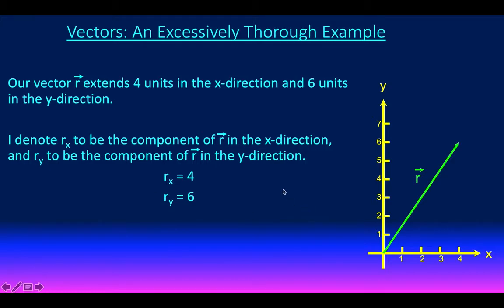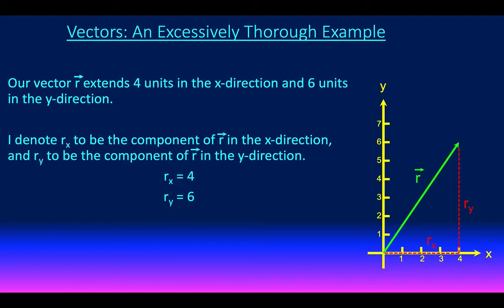So you could say if I were to begin at the tail of the vector, I walk 4 units to the right in the positive x direction, walk positive 4 in the x, and then walk positive 6 in the y. I will end up at the tip of the arrow of this vector.